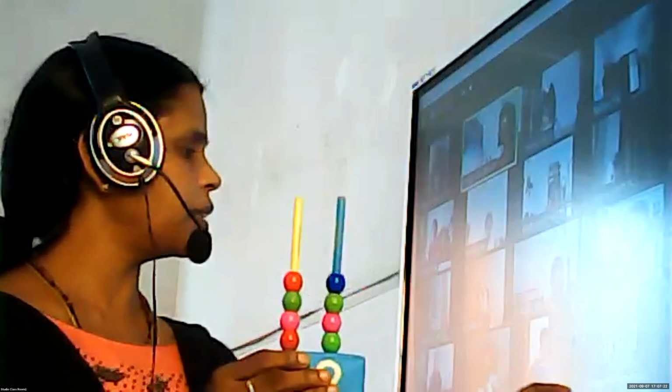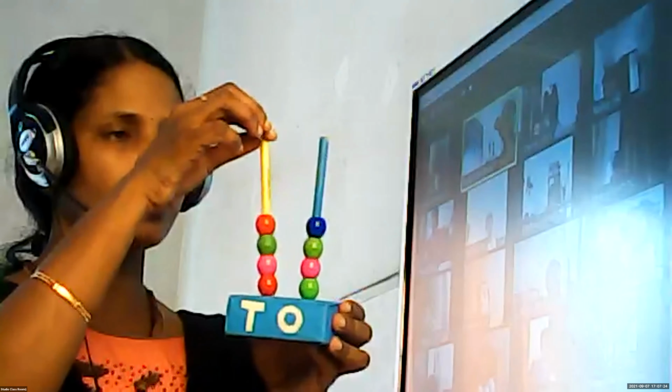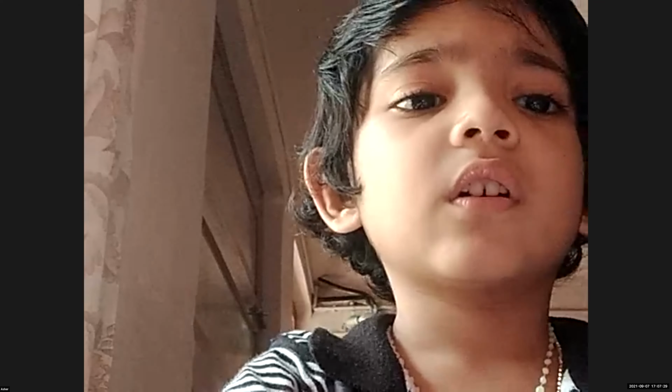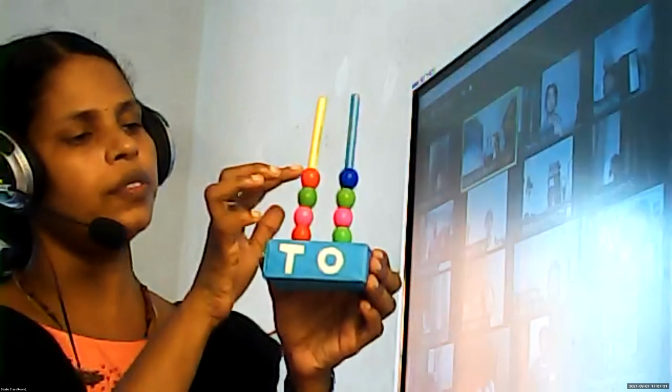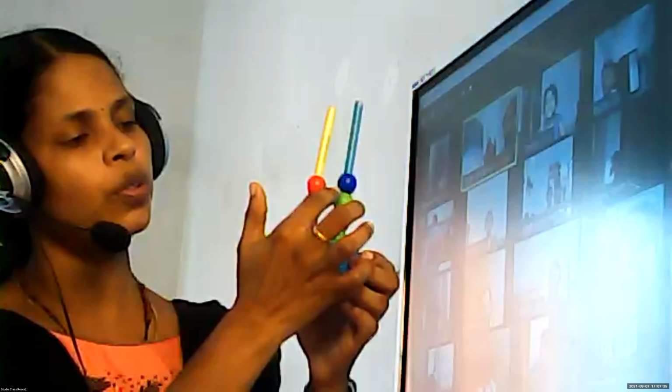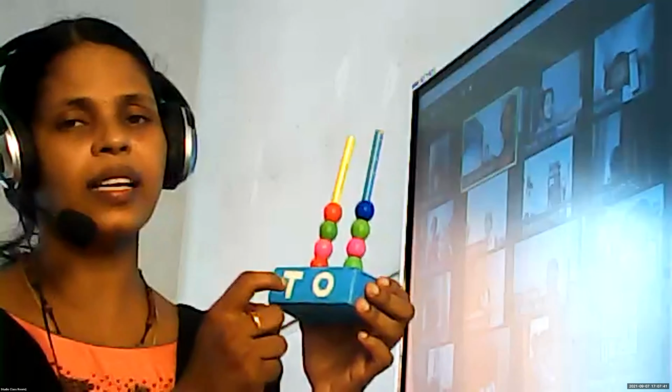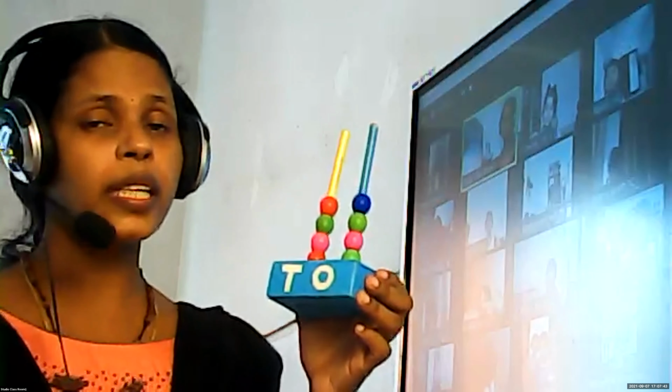Now, Asher, unmute and tell me the number. You can see at the tens space 1, 2, 3, 4. And the ones space again 1, 2, 3, 4. What's the number, Asher? Very good. It's 44. 4 tens and 4 ones. The number is 44. Very good.